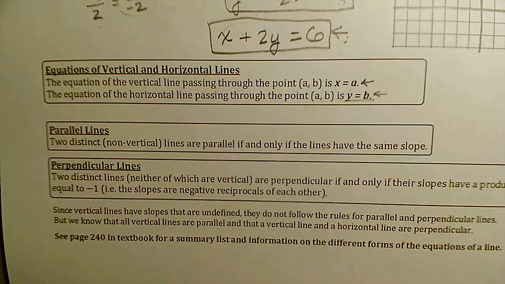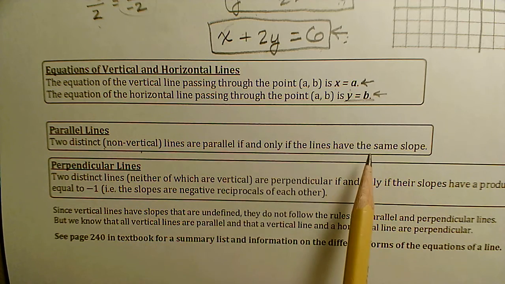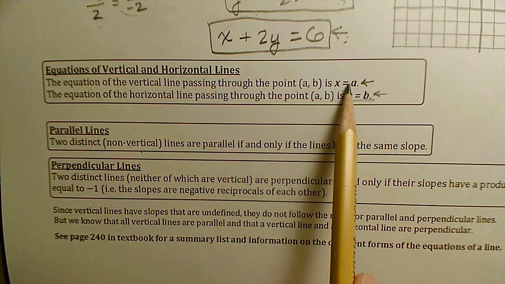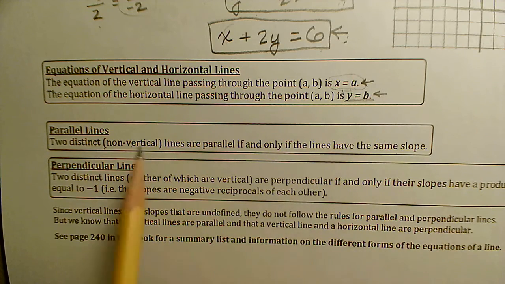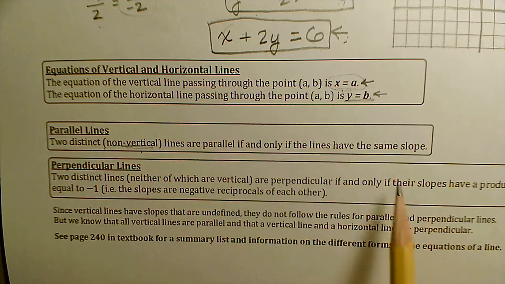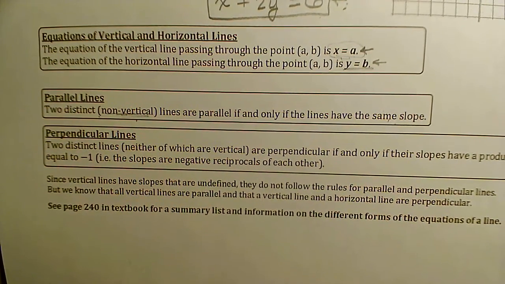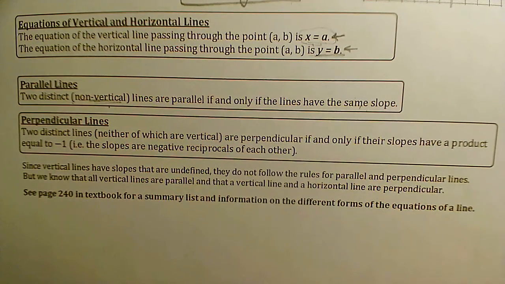All right, parallel lines. If we're talking about two distinct lines and they're not vertical, then parallel lines are going to have slopes that are the same. We say non-vertical because vertical lines are parallel, but their slopes would be undefined. If they're vertical, our slopes are undefined. So that's why they say non-vertical, but parallel lines are going to have slopes that are the same, assuming they actually have a slope. So we're excluding vertical lines there. So that's parallel lines.